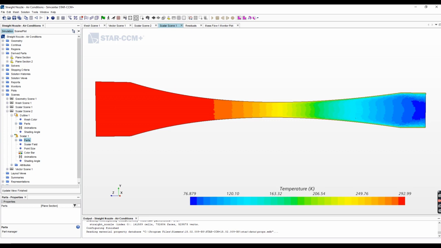In the scalar scene here, we can see that the temperature drops from 292 Kelvin at the inlet to 76 Kelvin at the outlet. The temperature gradient here is 10.8% higher than the calculated temperature gradient. Again, we are happy with the low percentage error.